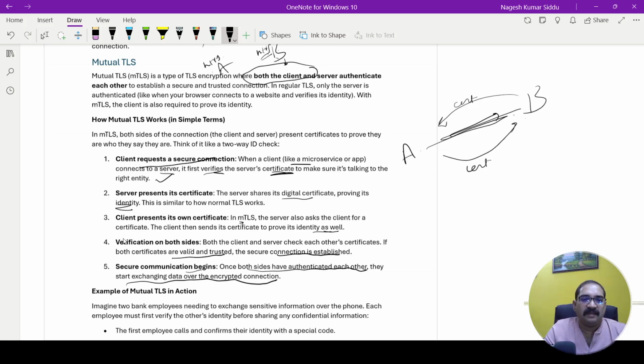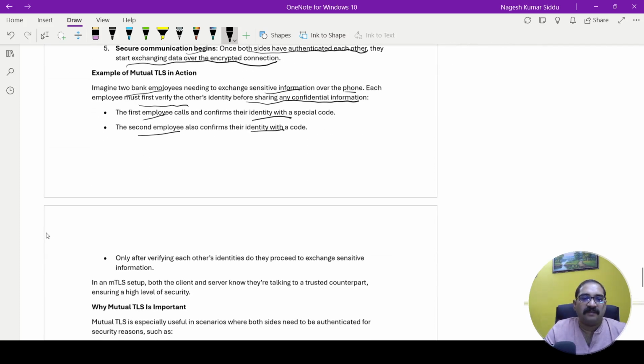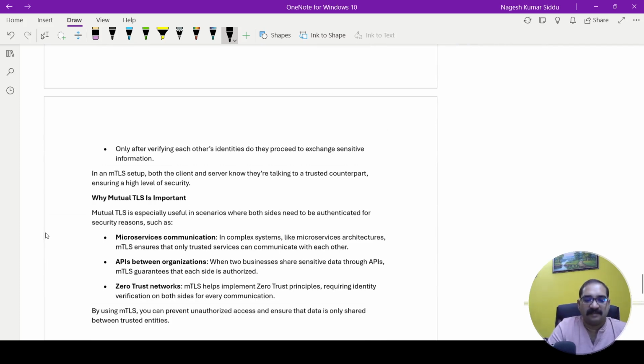So this way it is more secure, as both the sender and the receiver authenticate each other's TLS certificates. Here is an example. When two bank employees need to exchange sensitive information over the phone, each employee must first verify the other's identity before sharing any confidential information. Otherwise, the sensitive information can be known by unauthorized people. The first employee calls and confirms their identity, and then the second employee confirms their identity with a code. So this is how we can make TLS and mutual TLS more secure.